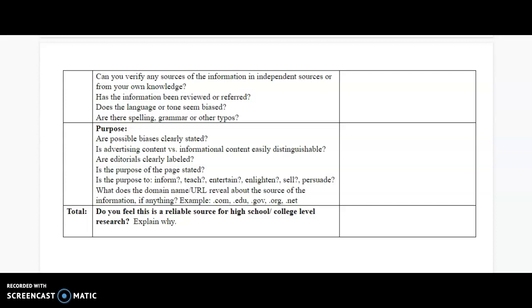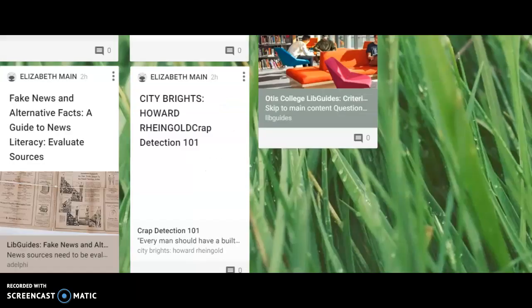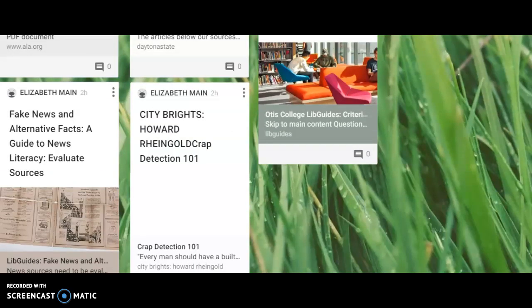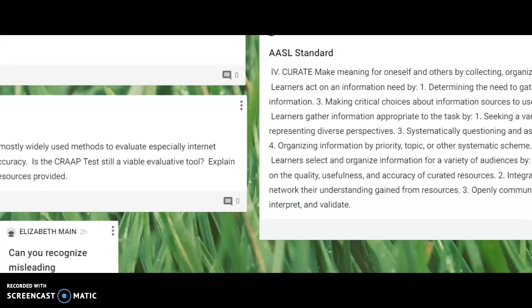All right, if we go over to the Padlet, we will see that our discussion question is: the CRAAP test is one of the most widely used methods to evaluate, especially internet resources, credibility and accuracy. Is the CRAAP test still a viable evaluative tool? And explain your reasoning based on the resources provided.